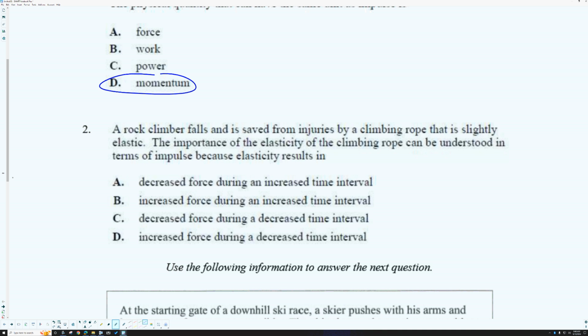What is it? If it stretches, what does that do? What's the physics purpose of that rope stretching? Yes, the impulse is going to be the same whether it's a rope that doesn't stretch or a rope that does stretch. We increase the stopping time, and when we increase the stopping time, we decrease the force.